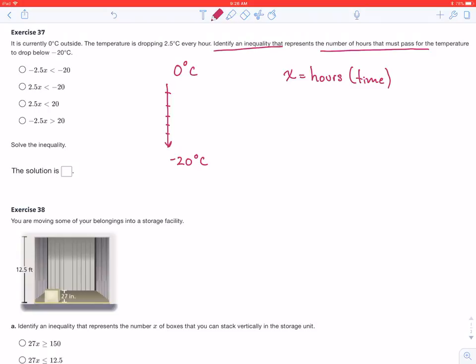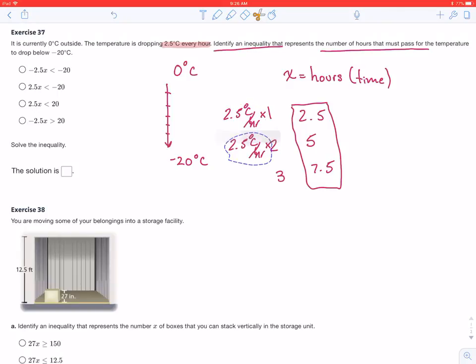And I also know that every hour it's dropping 2.5 degrees. So that means in 1 hour, it's dropped 2.5. 2 hours, it's now dropped 5 degrees. 3 hours is going to be 7.5. And so what I'm doing basically to determine how much it has dropped is I'm taking the rate of 2.5 degrees Celsius per hour and multiplying it by the hours that have passed.